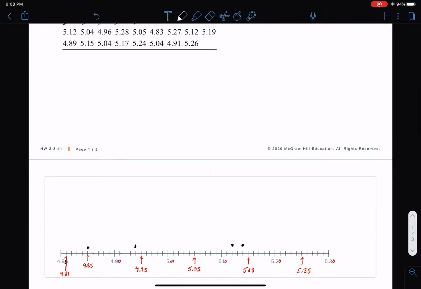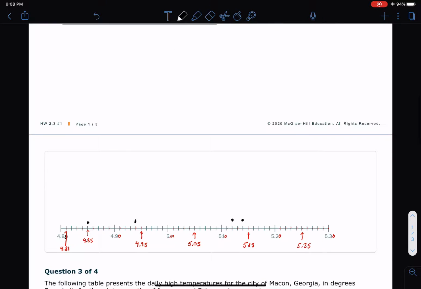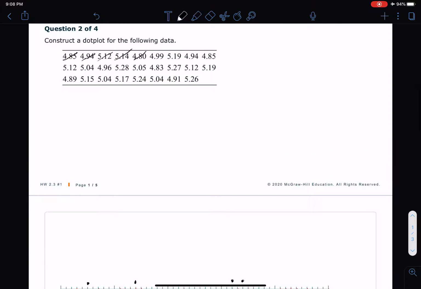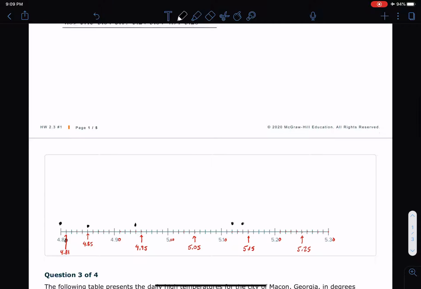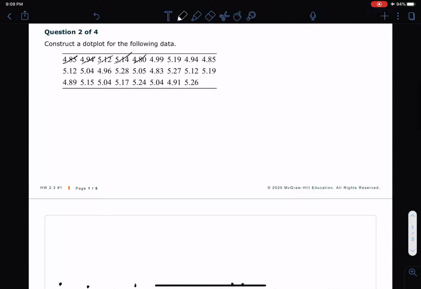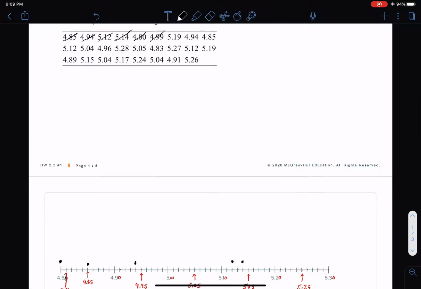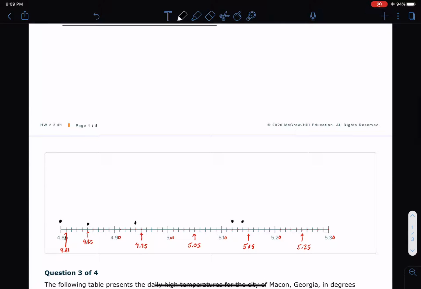$4.80. I might as well just make it bigger if I'm going to go back and forth. Oops, I don't want to mess up. $4.80 puts us right here. Better pay attention. One dot in the wrong spot and I'm going to be in trouble. $4.99. That puts me right here. It does not put me right there. See, got to pay attention. Just checking you.